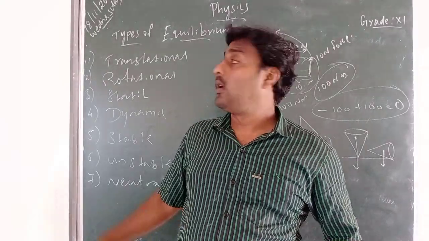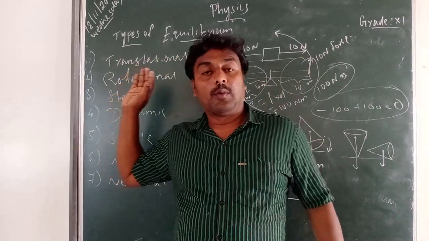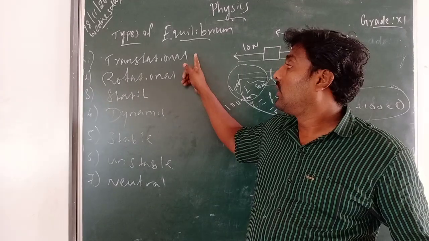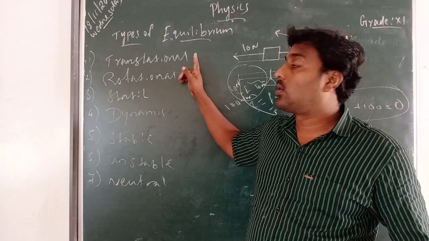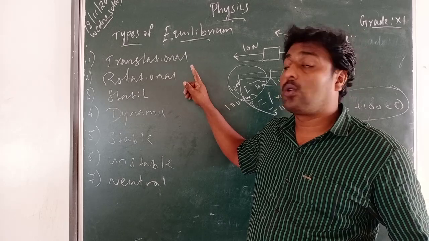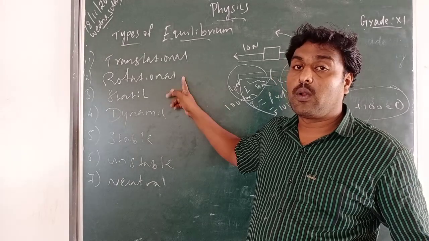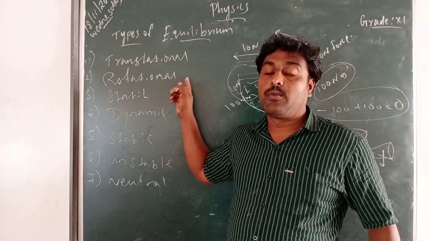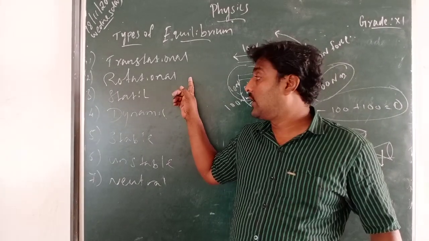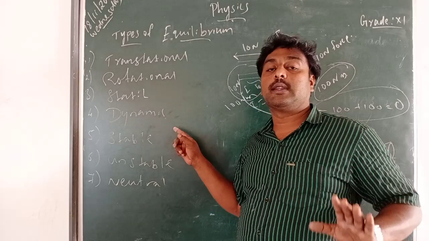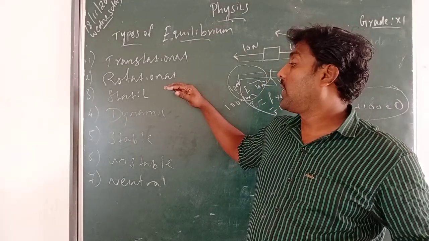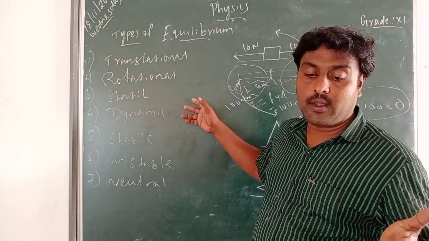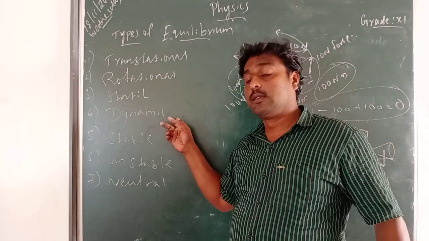You will not forget. So again, remember: translational means linear momentum is constant, then force is zero. Rotational means linear momentum and angular momentum are constant, then force and torque are zero. Static and dynamic are the same: linear momentum and angular momentum constant, and force and torque are zero.